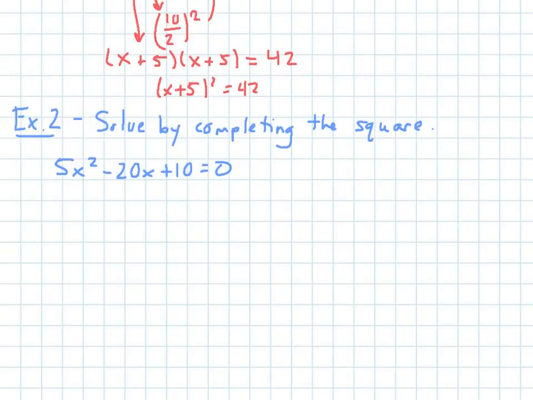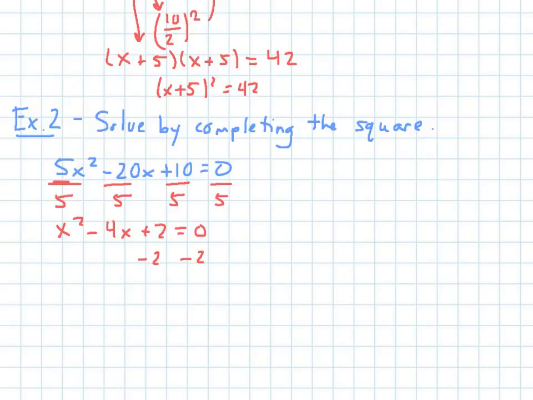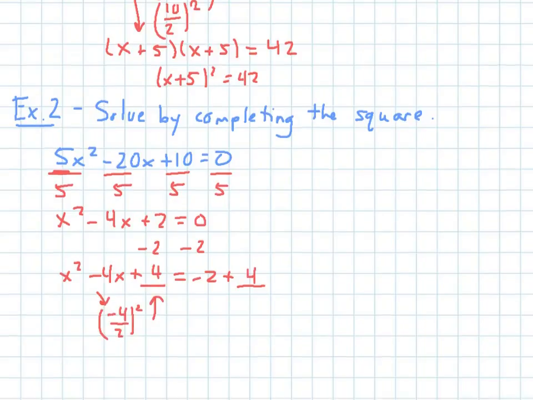Now, to complete the square, I don't want this number in front of x squared to be anything other than 1. So I need to divide everything by that number. So dividing everything by 5 gets you x squared minus 4x plus 2. And then 2 is not the number that we want here, so I have to subtract 2 to both sides. So I create my blank on both sides to keep it balanced.